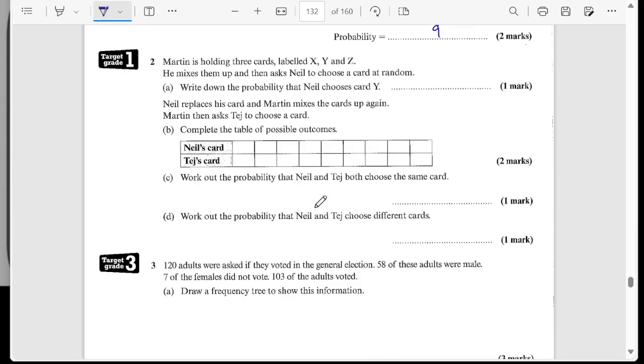Okay, question 2. Martin is holding 3 cards labelled X, Y, and Z. He mixes them up and asks Neil to choose a card at random. Write down the probability that Neil chooses card Y. So that's 1 out of the number of cards. So that's 1 out of 3.